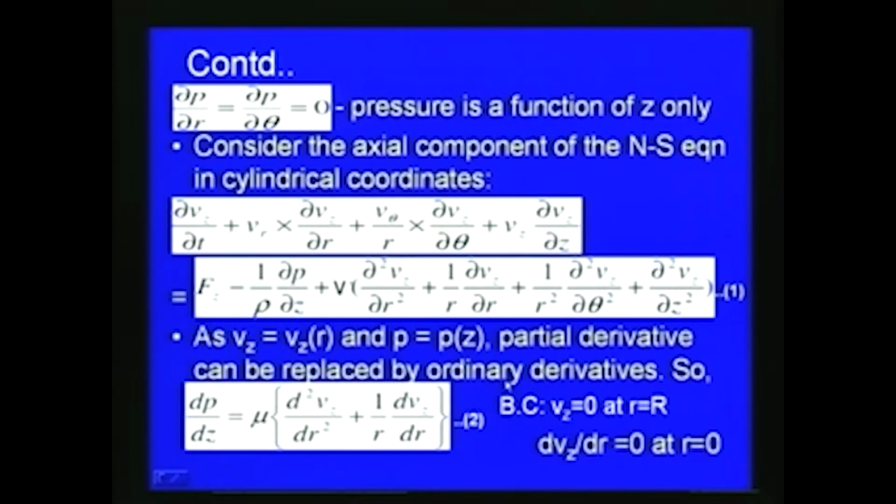Now for this particular problem, the pipe flow problem, due to the no slip condition at r is equal to capital R, we can write Vz is equal to 0. That means on the pipe boundary the velocity is 0. So Vz is equal to 0 at r is equal to R, and that gives one boundary condition.